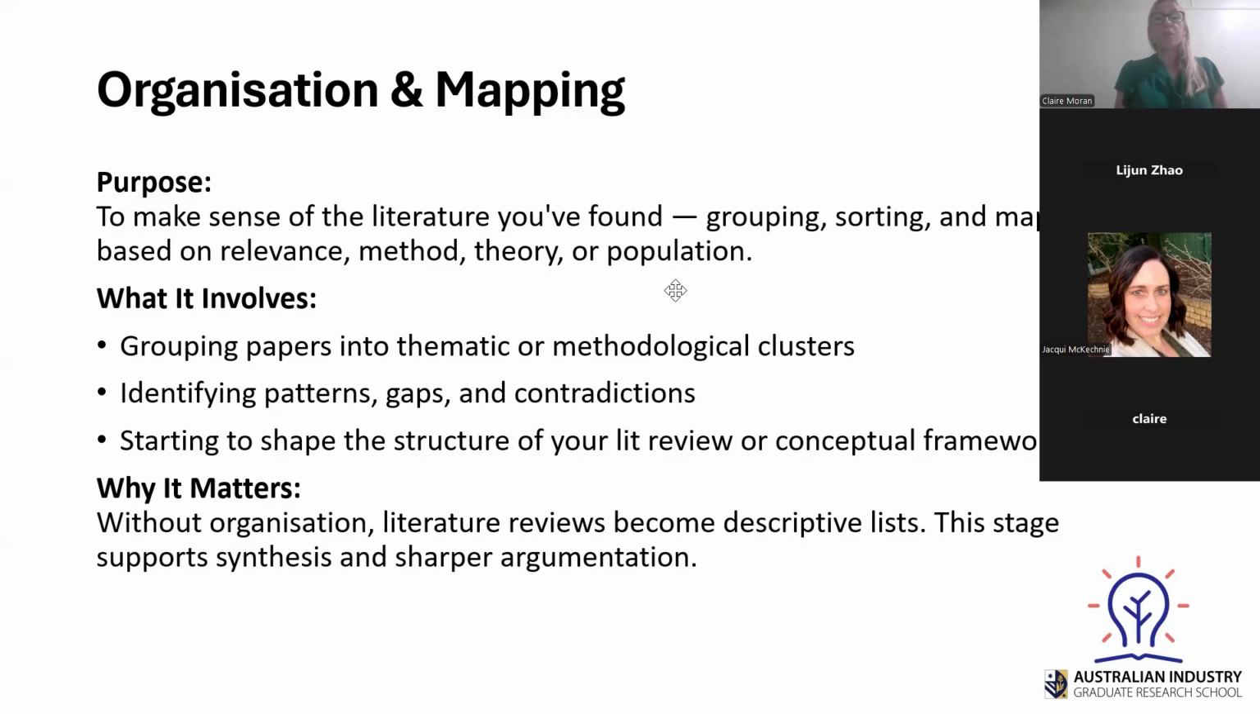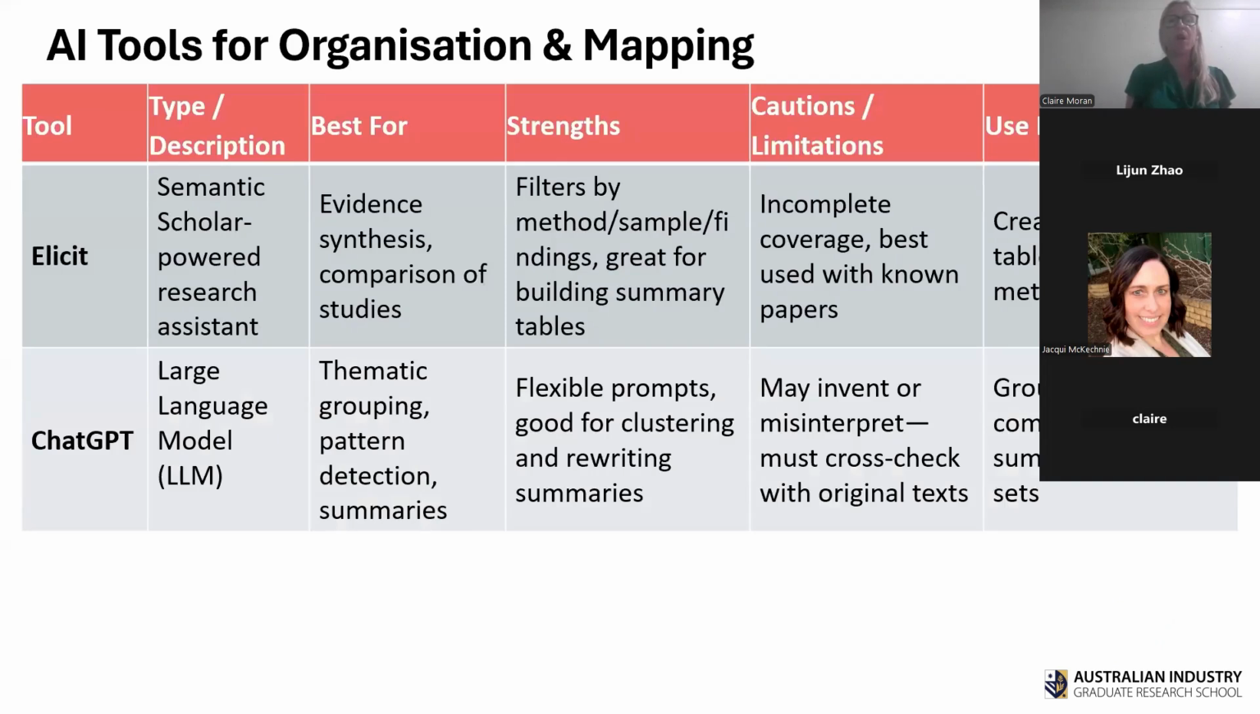So we don't want to have a literature review that basically is just a description. We want to have that synthesis and augmentation. So we need to, first of all, organize and map our literature. And if we're doing a task like this, how can AI be useful? So what kind of tools might we use?